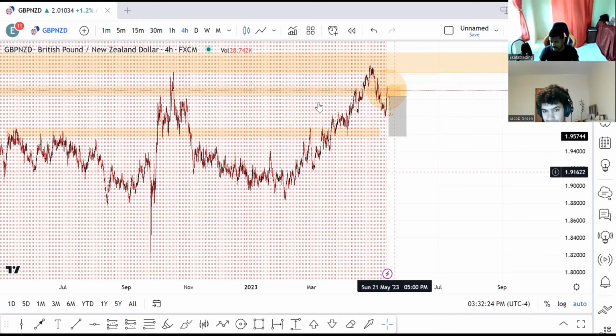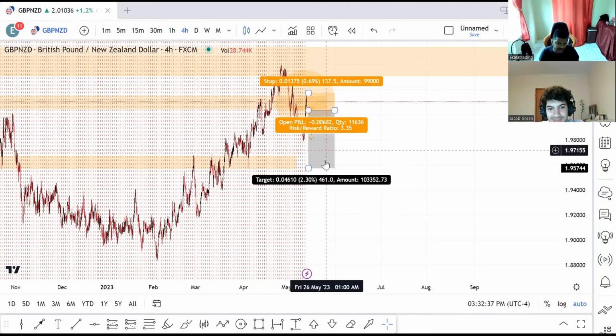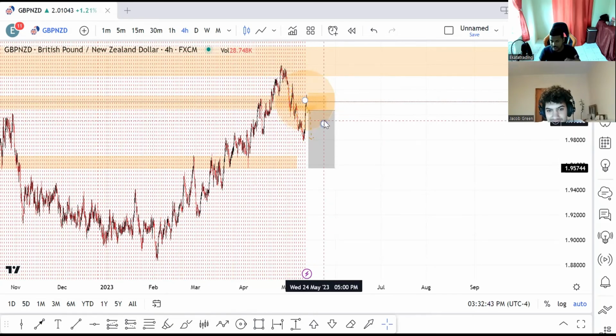Now, again, this is not a trade I would take because that is a problem. I don't want to take a trade with a 137 pip stop loss. That's obviously problematic, right? Because the trade would then need to go 460 pips in your favor to just give you a 1 to 3. So for me, this would be something I'd have to take into serious consideration. Is it worth my risk?